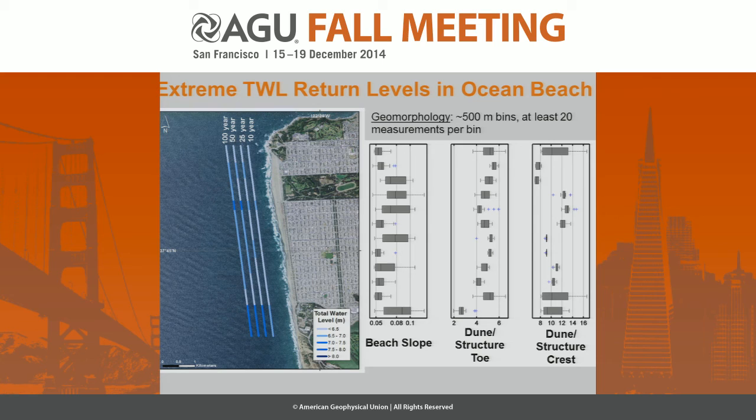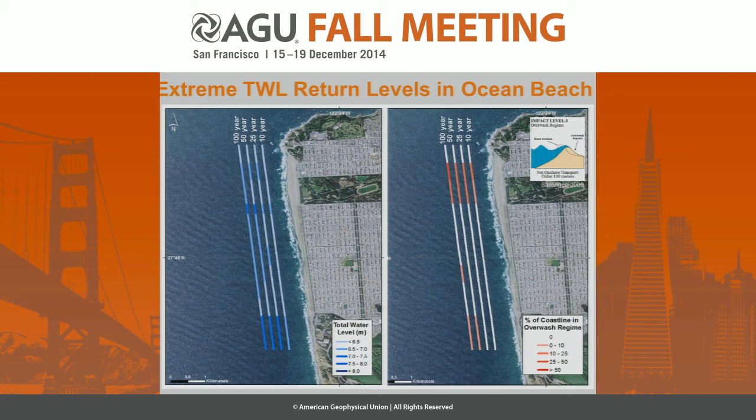And so we can run these simulations, again, an average return level event for the 10, 25, 50, and 100-year event. And just the darkness of the blue relates to a more extreme or a higher total water level magnitude. So you can see that we have some spatially varying total water levels. Well, what does this mean when you relate it to what's actually there in the backshore that the water level could be interacting with?